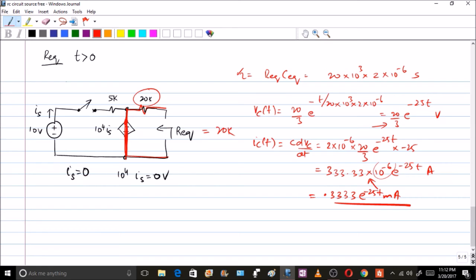In the next session, and maybe 3 or 4 sessions after this also, we will be doing numericals on RC circuits continuously, till the concepts get fully inside our mind.